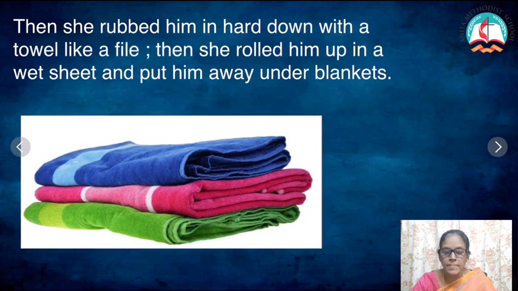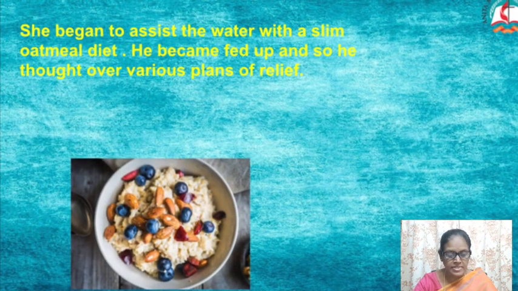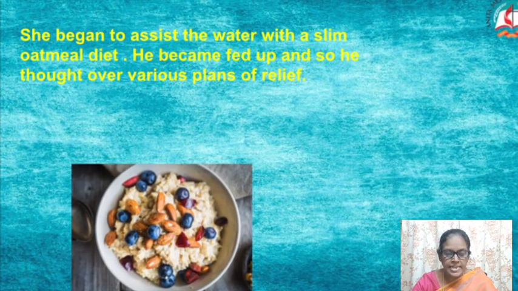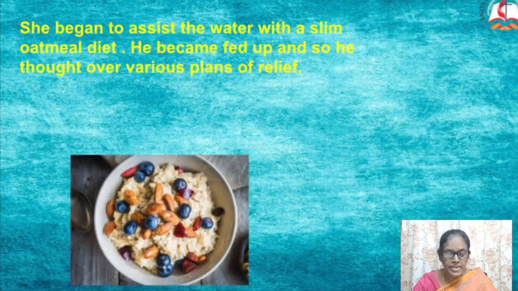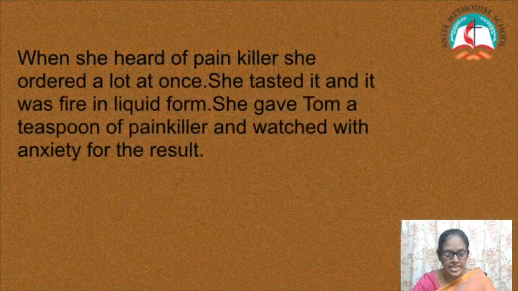Then she scrubbed him down with a towel like a file. Then she rolled him up in a wet sheet and put him away under blankets till he sweated his soul clean. Aunt Polly began to assist the water with oatmeal diet.